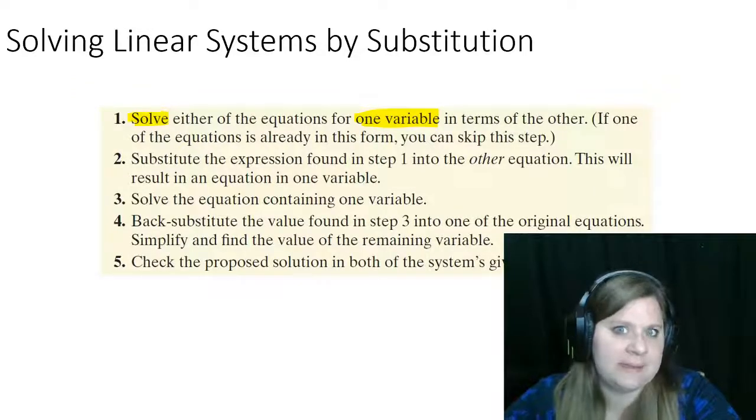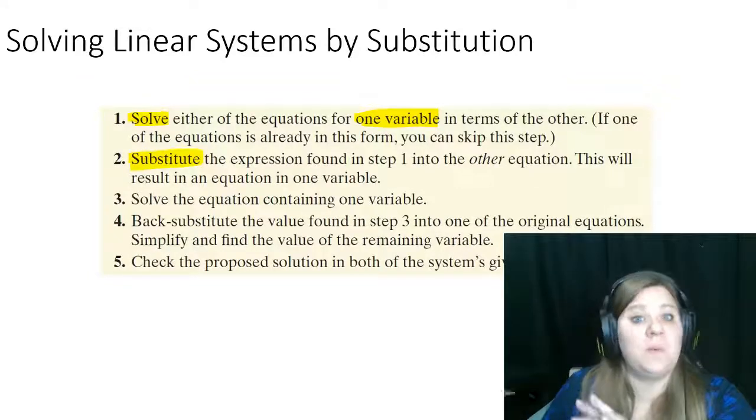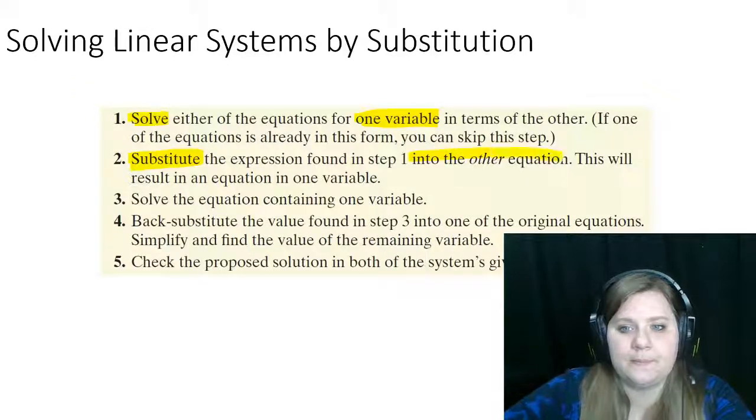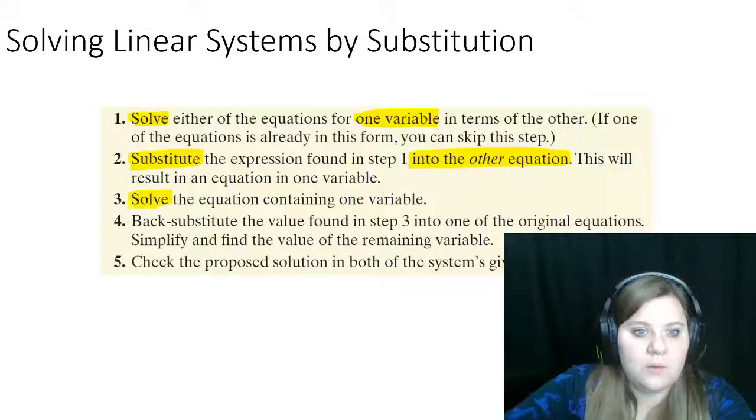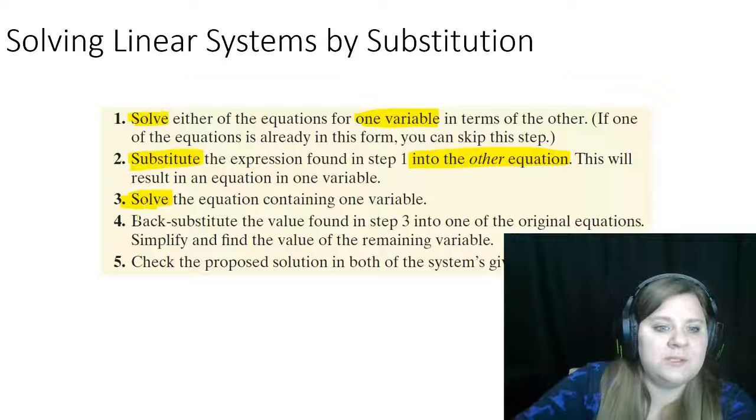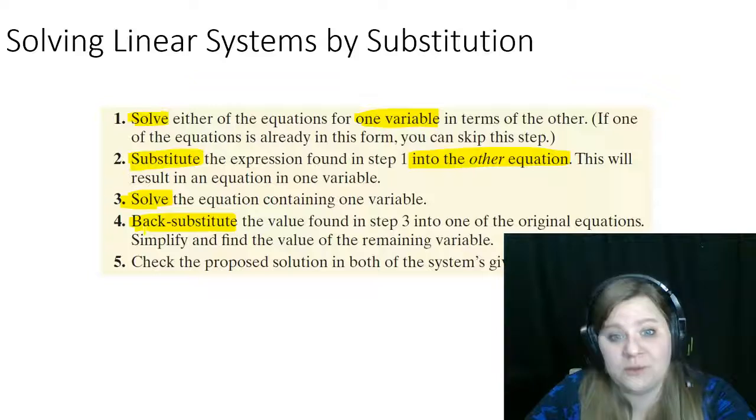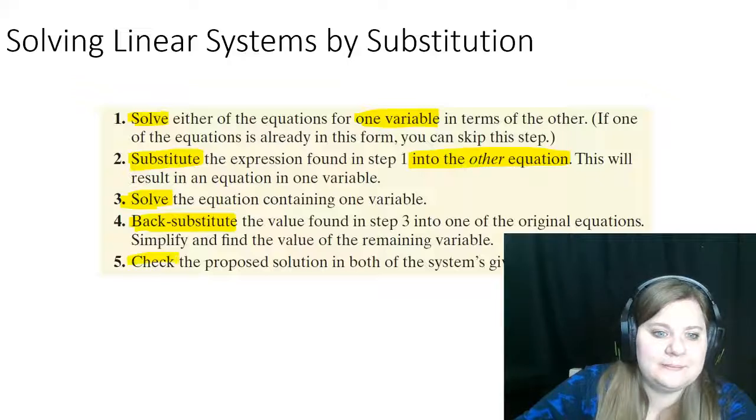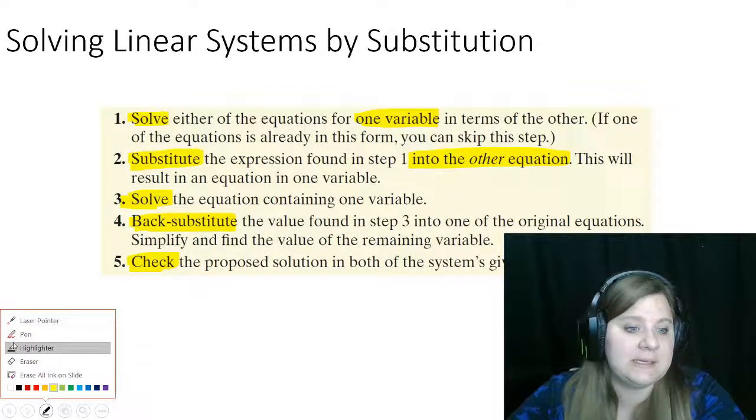Okay? They would have already done the step for you possibly. Then you're going to substitute what you got in step 1, or what was given to you, into the other equation. Now you're going to solve what you have left. It should have one letter left. Okay? Now you're going to back substitute. That means plug your answer back into one of the original equations. Okay? And then you're going to check. So notice that you're going to have, at the end of this, both variables' answers.